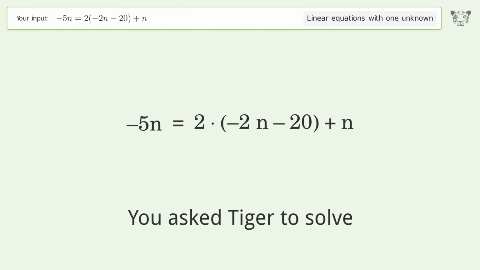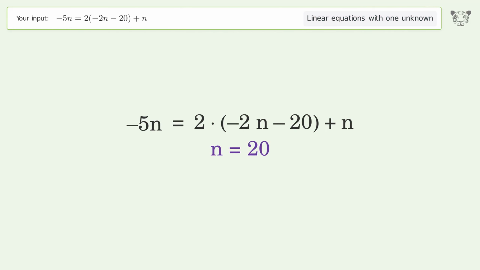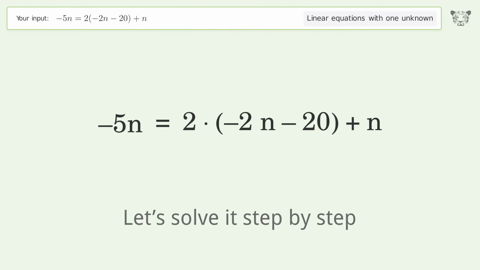You ask Tiger to solve this. It deals with linear equations with one unknown. The final result is n=20. Let's solve it step by step.